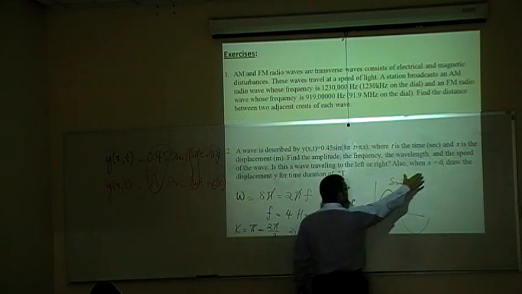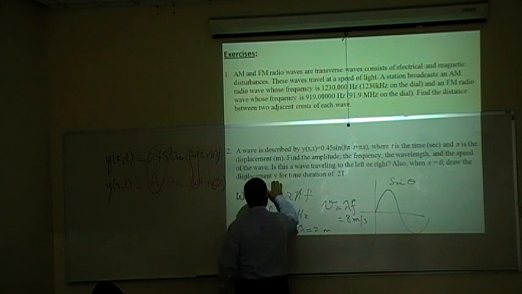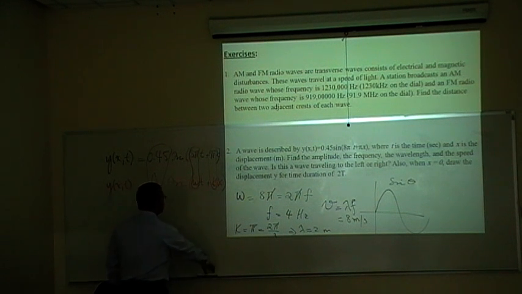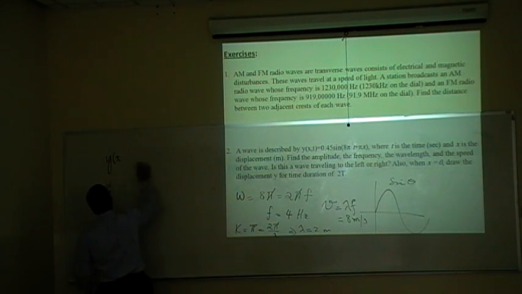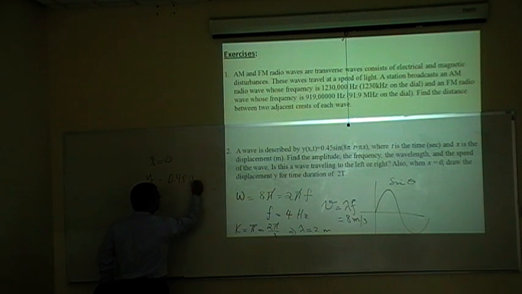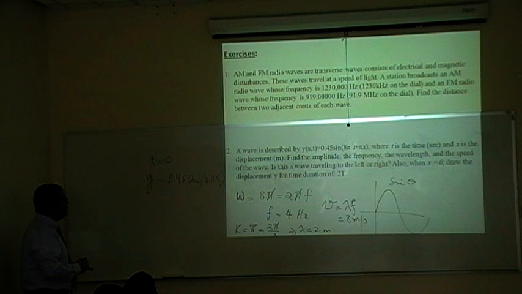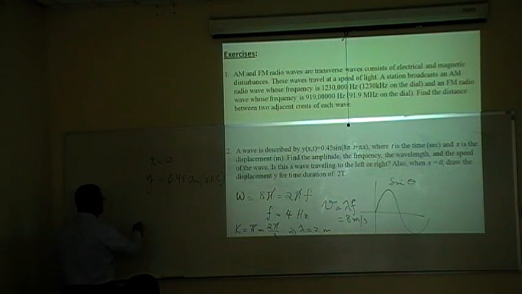Then also, when x is equal to 0, draw the displacement y for a time duration of 2T. Okay, this is something that we need to look at together. So first of all, he said when x is equal to 0, that means y is equal to 0.45 sine 8 pi t, because x is equal to 0. Okay? So he wants me to draw it for a time duration of two periods.